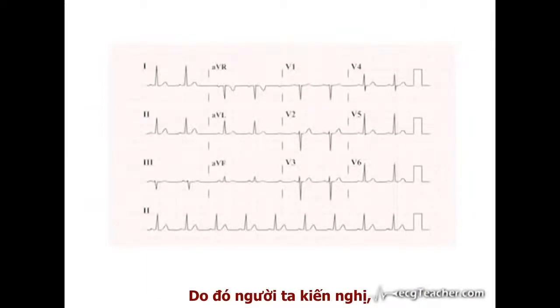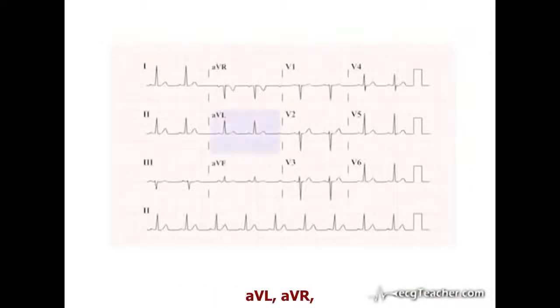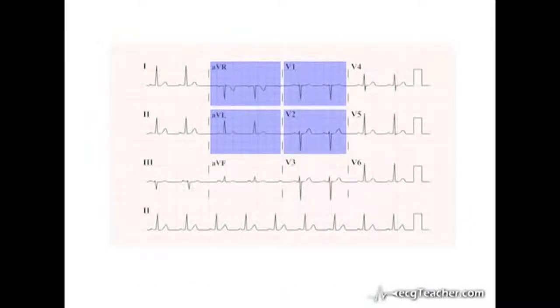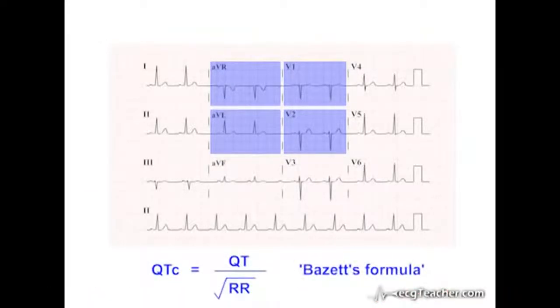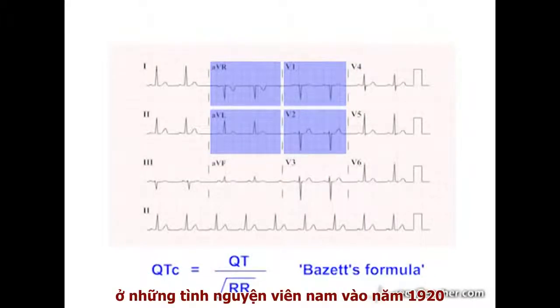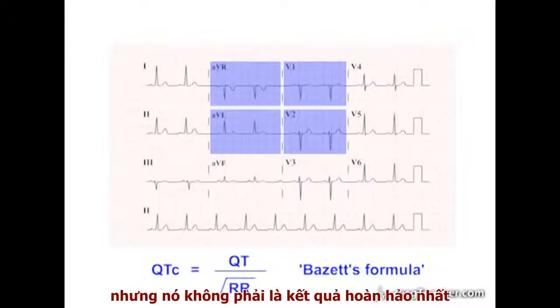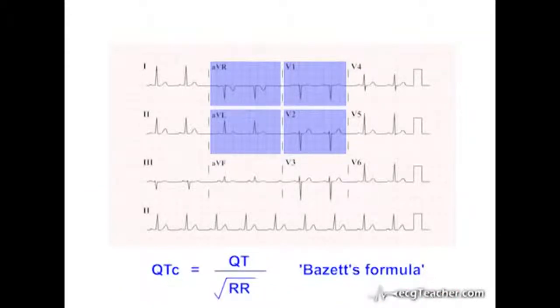It is recommended, therefore, that you analyze the QT interval in one of 4 leads: AVL, AVR, or one of the right-sided chest leads, V1 or V2. We should point out that the equation we have used here to calculate the corrected QT was developed from empirical observations on male volunteers in the 1920s. While useful, it does not yield perfect results, particularly at high heart rates.